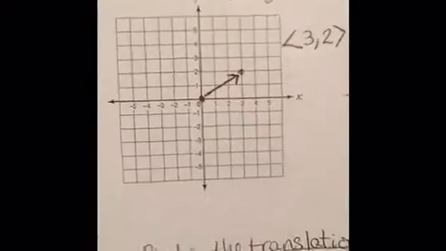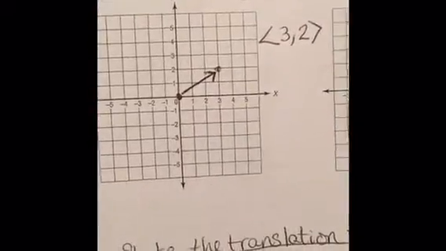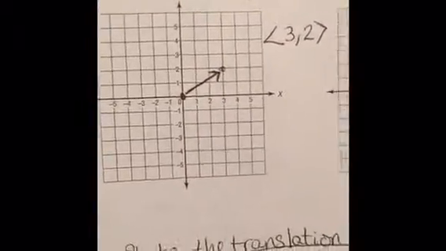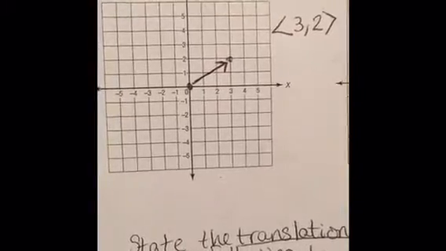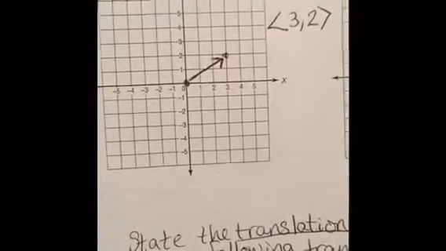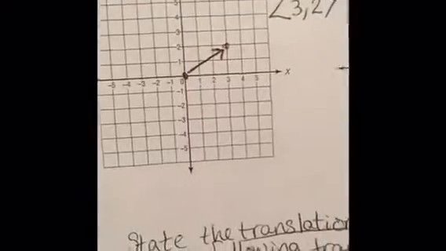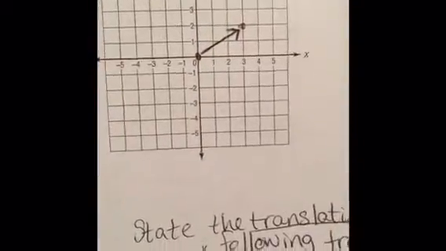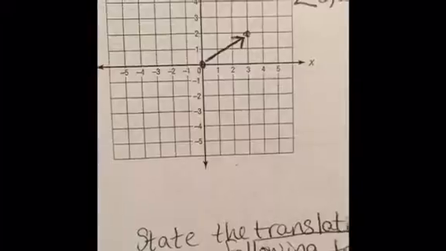So 3, 2 is a point, an endpoint of the vector, and since none other was given to you, we assume that it is a standard vector beginning at 0, 0. So here is the vector 3, 2.